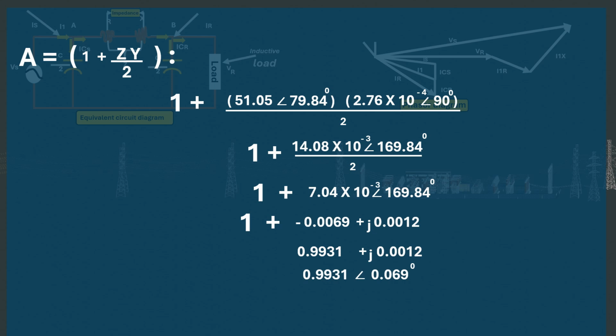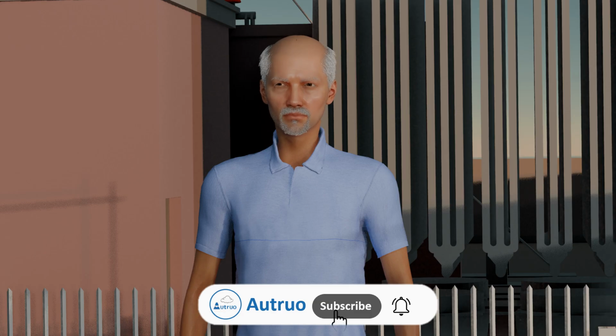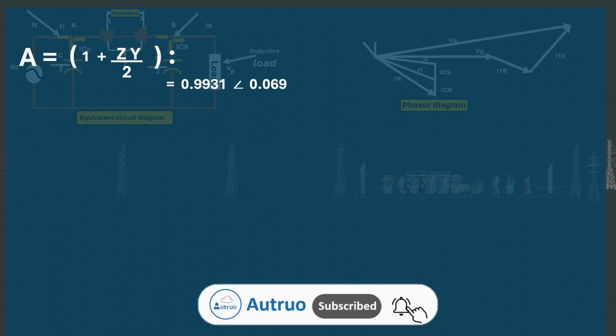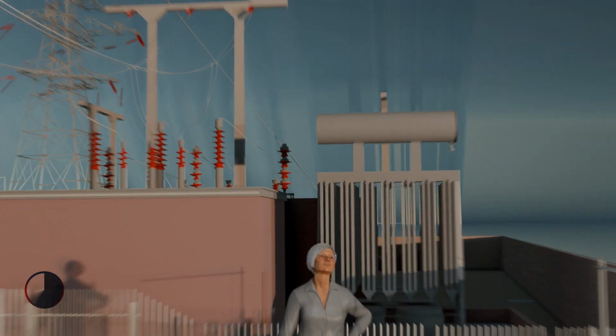angle of 0.069 degrees. For B parameter, there is no need to calculate B parameter since B parameter is proved to be impedance. And again, the value of impedance is known earlier. So the answer for B parameter will be 51.05 at an angle of 79.84 degrees.